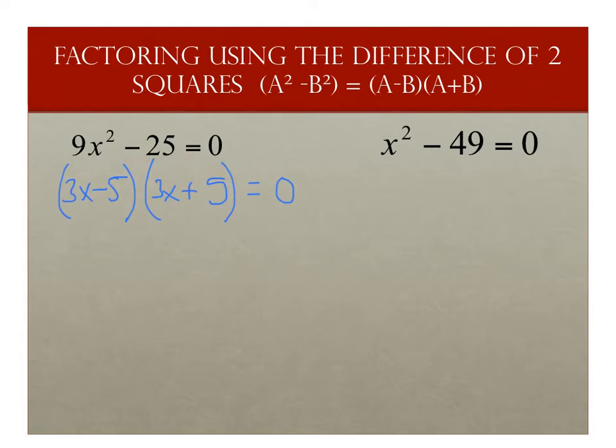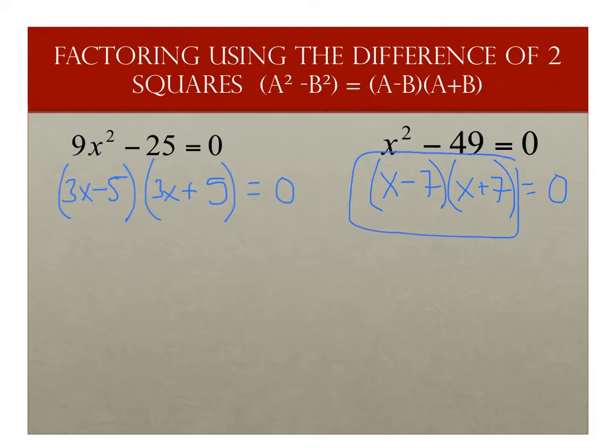Let's factor the next one. So for this one, once again, two sets of parentheses. So we're going to have x, because the square root of x squared is x. We'll have x and x in each spot. Square root of 49 is 7. We'll have 7 in each spot. I'm going to have subtraction and addition. It could be addition then subtraction. Doesn't really matter. But there we go. We are factored. Boom. If it asked me to solve, I could go a step further.